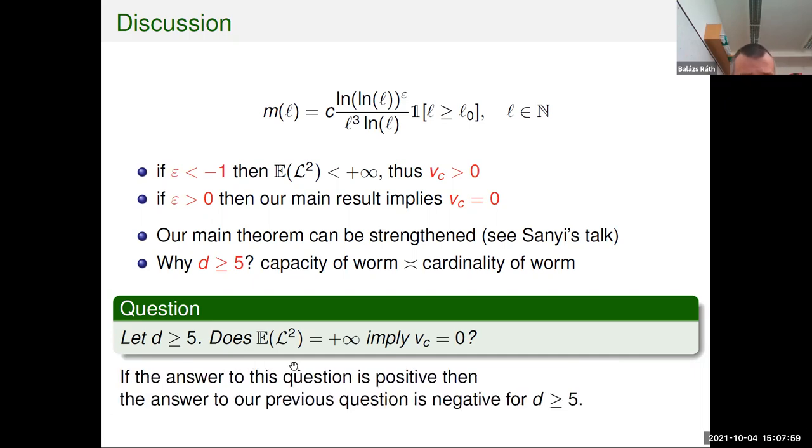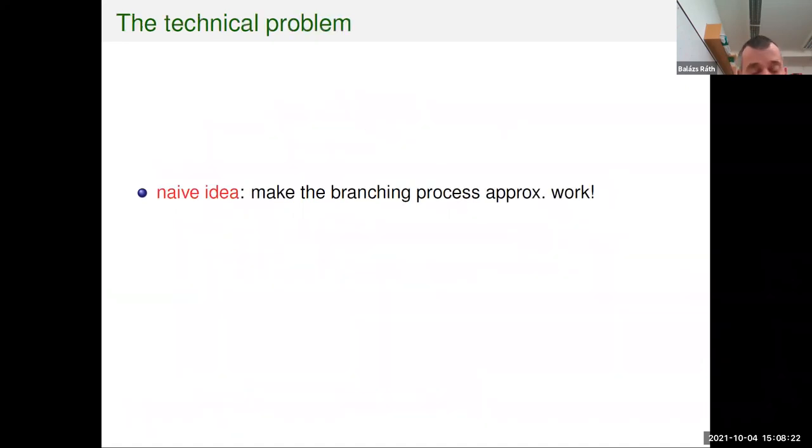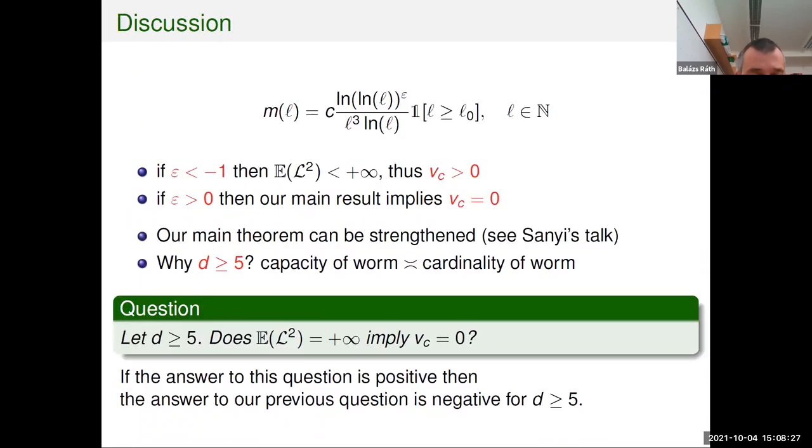Nevertheless, if the answer to this question is positive, then the answer to the previous question is negative, at least for dimension greater than or equal to 5. So if the answer to this question is positive, then the worms model would show that the second moment lemma is sharp. And the previous question was about that, but formulated in a reverse way.